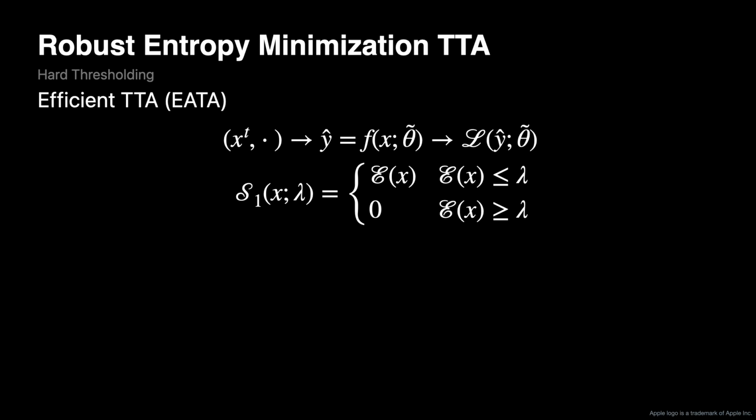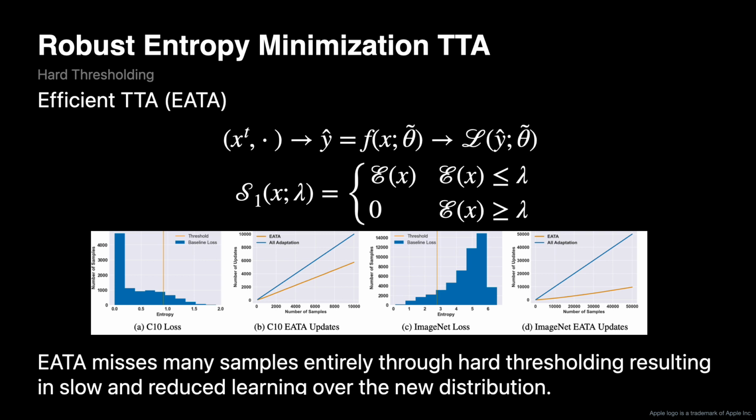However, as a result of S1, EATA misses many samples. We can see this in the graphs below for a Gaussian noise corruption on CIFAR-10 and ImageNet. We plot the loss and fixed thresholds and show the number of updates as a function of the number of samples. We see here that many samples are skipped.